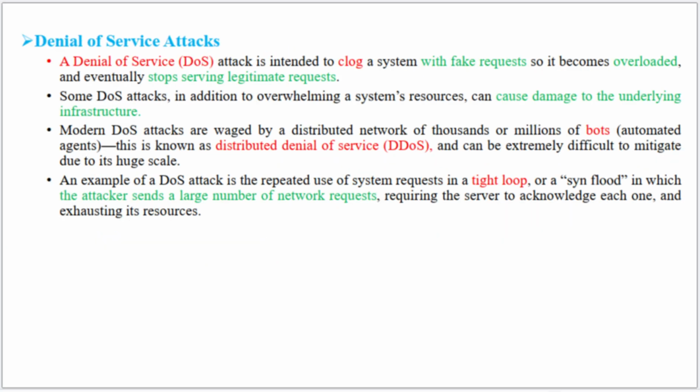10. Denial of service attacks. A denial of service, DoS, attack is intended to clog a system with fake requests so it becomes overloaded, and eventually stops serving legitimate requests. Some DoS attacks, in addition to overwhelming a system's resources, can cause damage to the underlying infrastructure. Modern DoS attacks are launched via a distributed network of thousands or millions of bots, automated agents. This is known as distributed denial of service, DDoS, and can be extremely difficult to mitigate due to its huge scale.